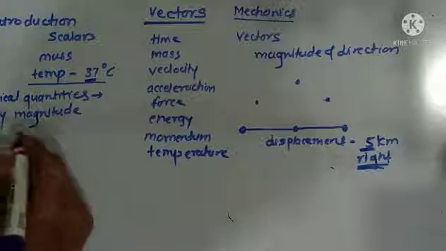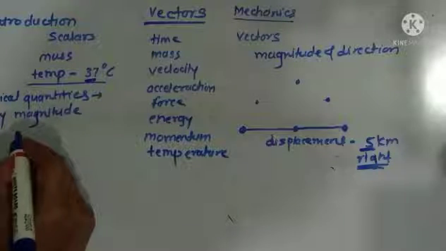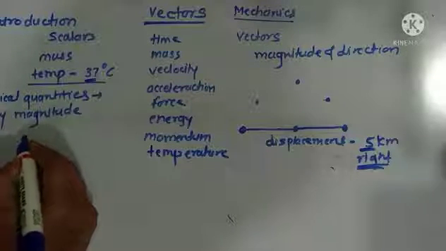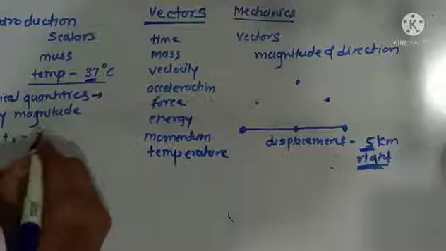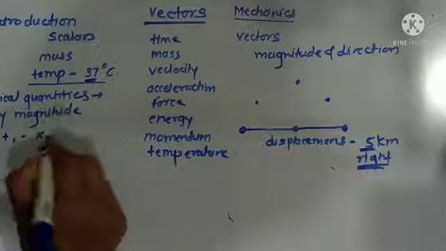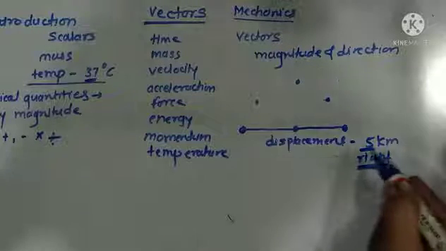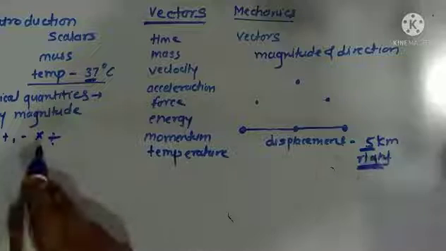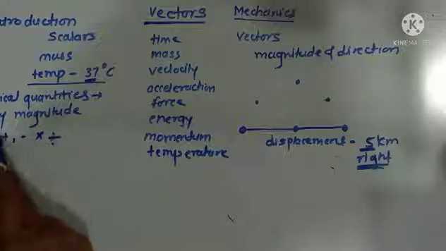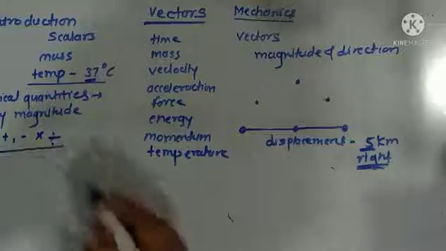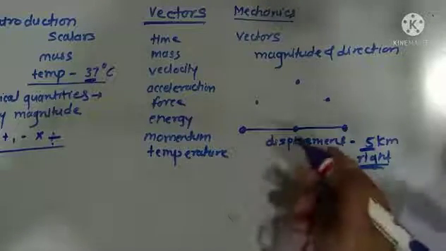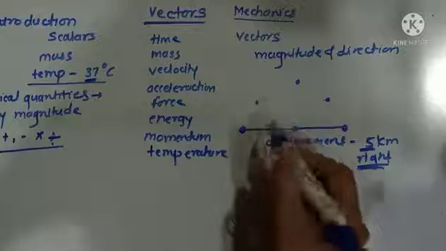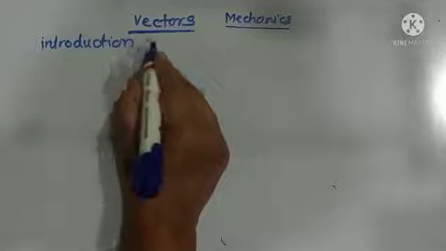Scalars can be added, subtracted, multiplied or divided using our day-to-day normal mathematical operations like addition, subtraction, multiplication and division. But vectors, as they have magnitude as well as direction, cannot be added directly using these normal mathematical operations. So we need different rules for the addition, subtraction or multiplication of vectors. Some basic introduction of the vectors.